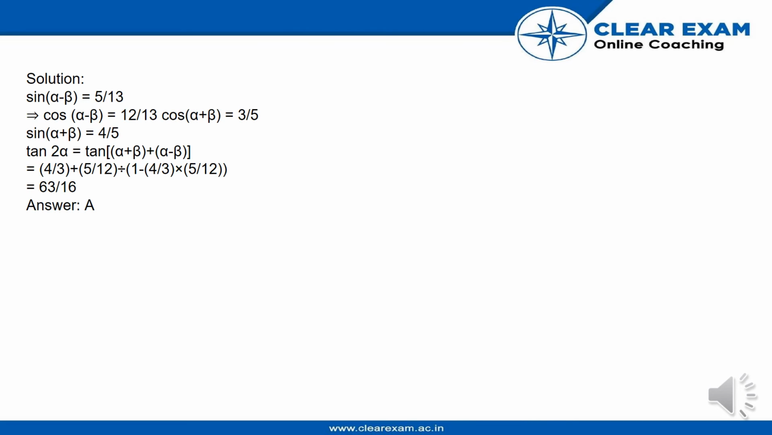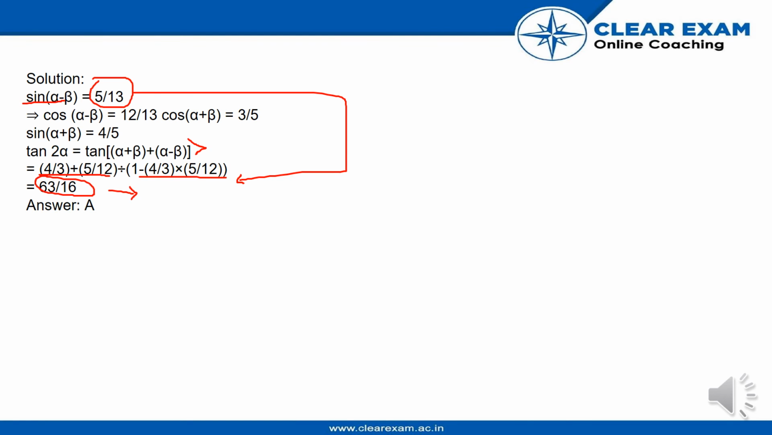Here we are applying this formula for tan 2a, that is tan alpha plus beta upon tan alpha minus beta. So instead of tan we are replacing it by sine upon cos. We are getting these equations and we are just putting these values, and we will get this solution 63 by 16.